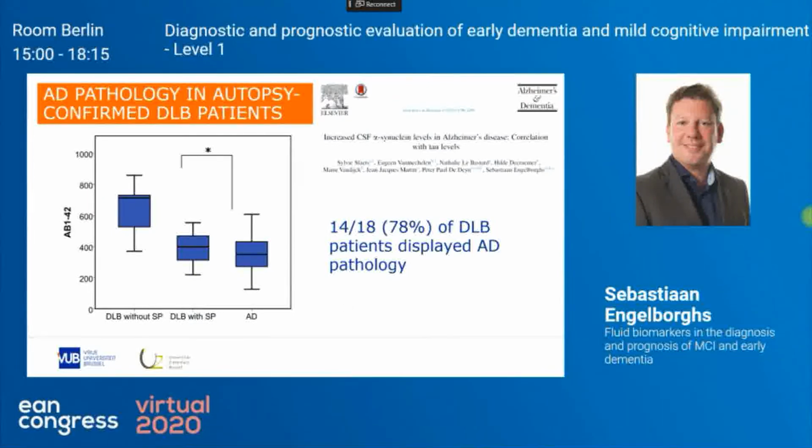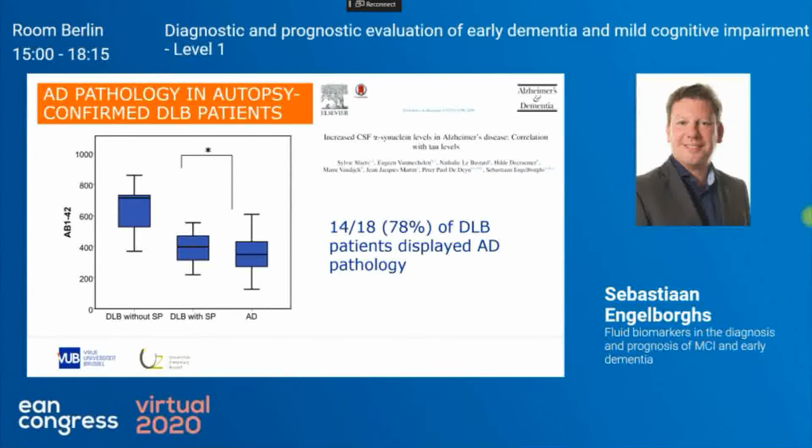Another problem is the overlap between Alzheimer's disease and non-AD dementia subjects. One explanation for this overlap is the occurrence of AD co-pathology in the brain of subjects with non-AD dementias. This is very prominent in patients with dementia with Lewy bodies. In our series of autopsy-confirmed DLB patients, 78% had amyloid co-pathology in the brain.